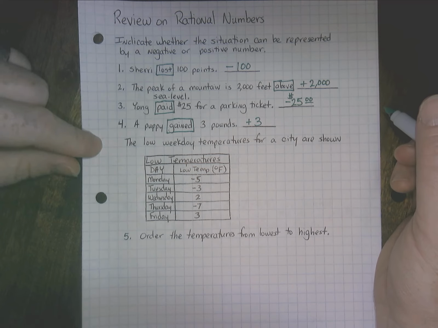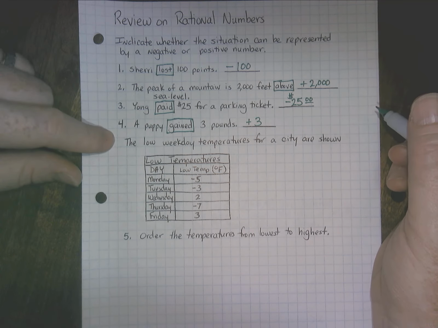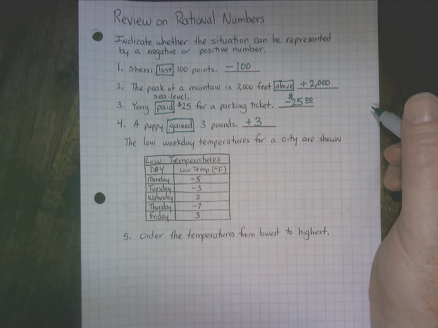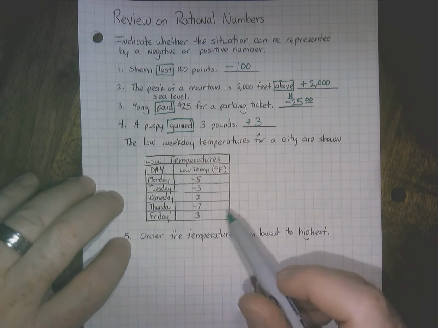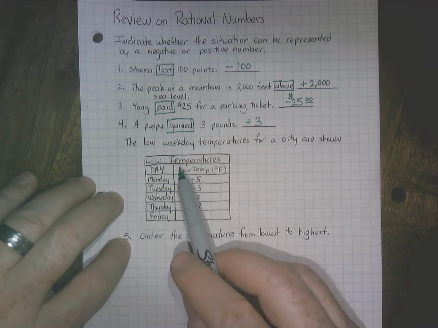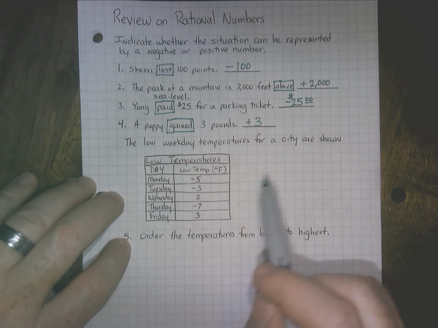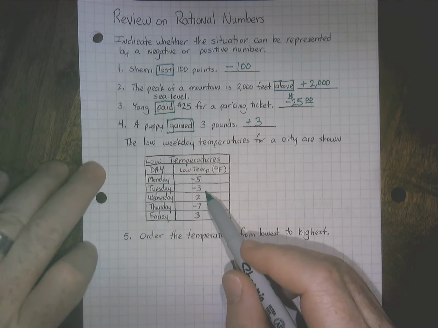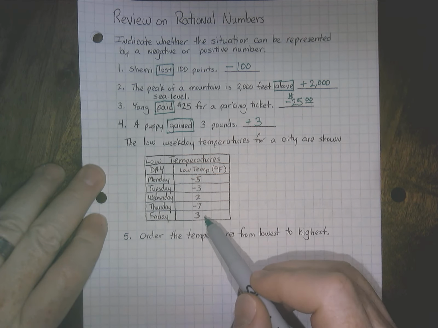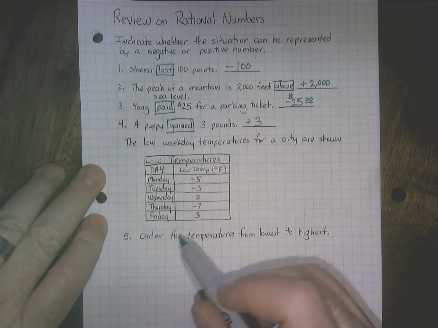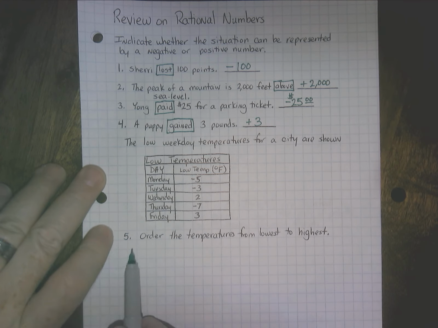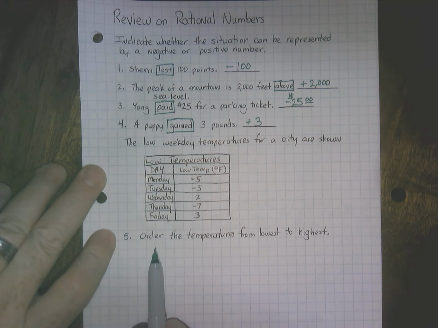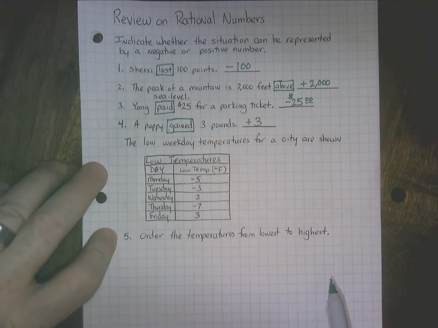Underneath here, I guess technically would be 5. I didn't order it correctly, but anyway, we've got the low weekday temperatures for a city that are shown below in this chart. We've got -5, -3, 2, -7, and 3. So number 5, I guess I did number it correctly. It says order the temperatures from lowest to highest.